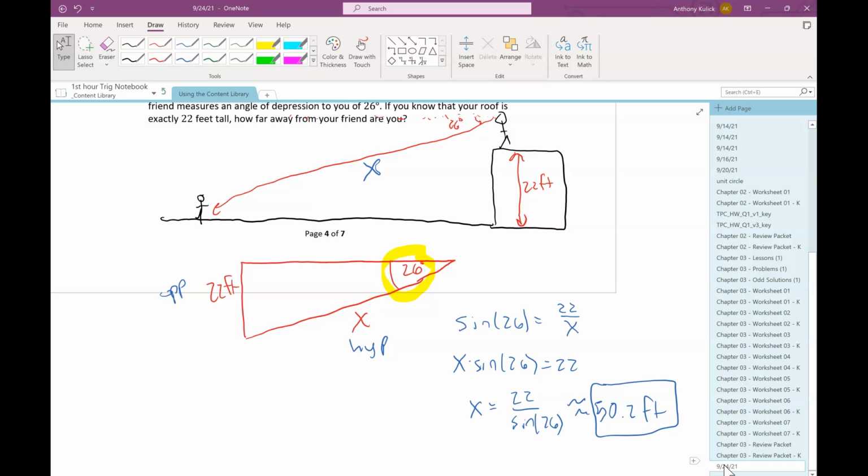Alrighty then. I need you guys to clear your desks other than something to write with and your calculator.